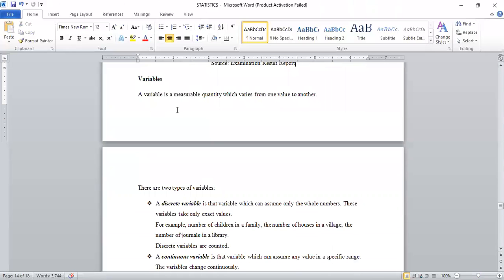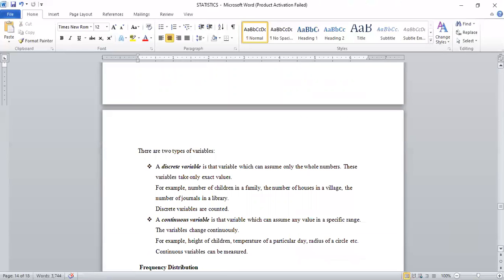Okay. So in this case, a variable is a measurable quantity which varies from one value to another. And so basically a variable is what we are talking about. For example, the age of a person is a variable. It's something that changes from one person to another. Weight and so on. The number of children in a household is something that varies from household to household.